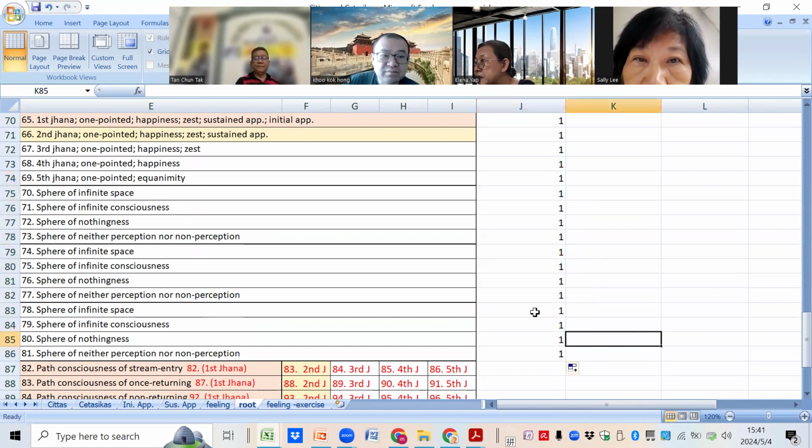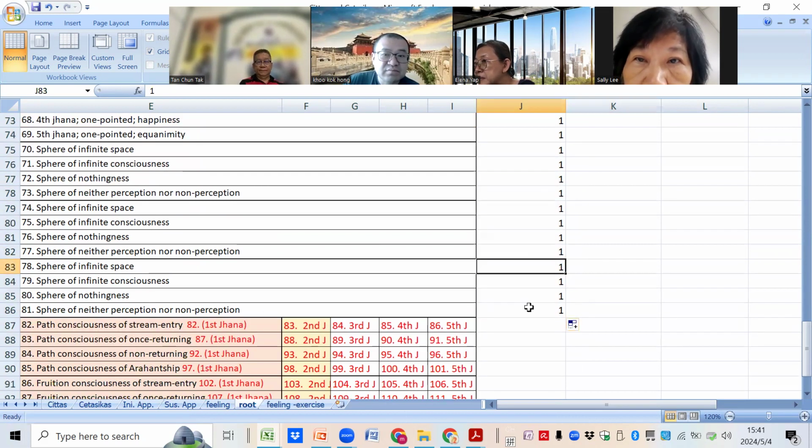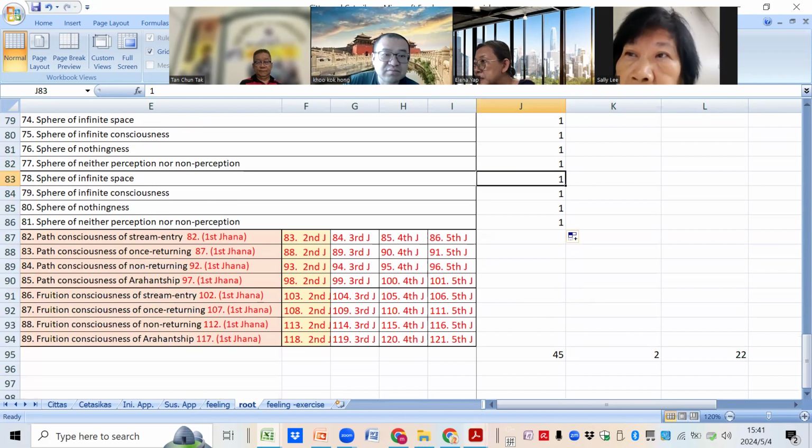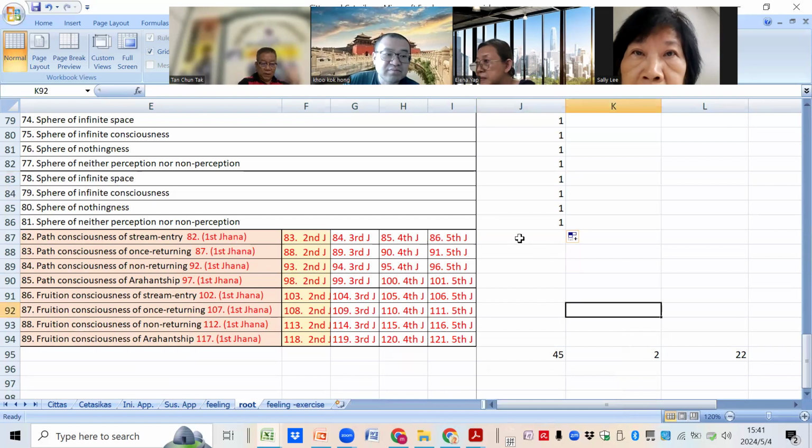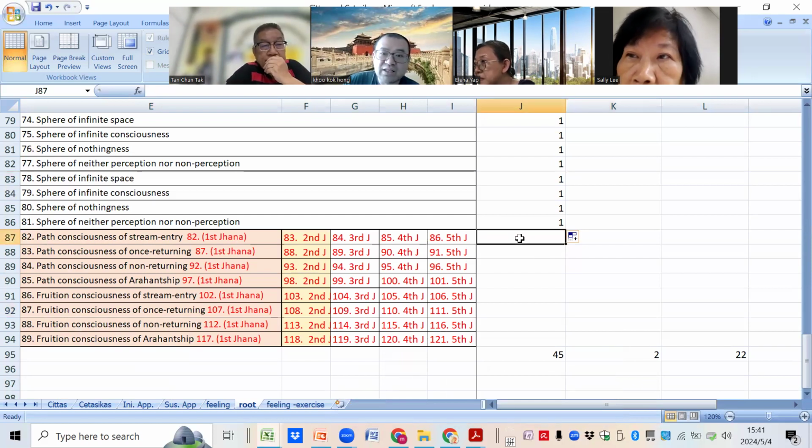Then according to Abhidhamma, all the supramundane also considered 3 root. So from where to where? 82 all the way to 89. Okay, so here all the way to 89. Correct.